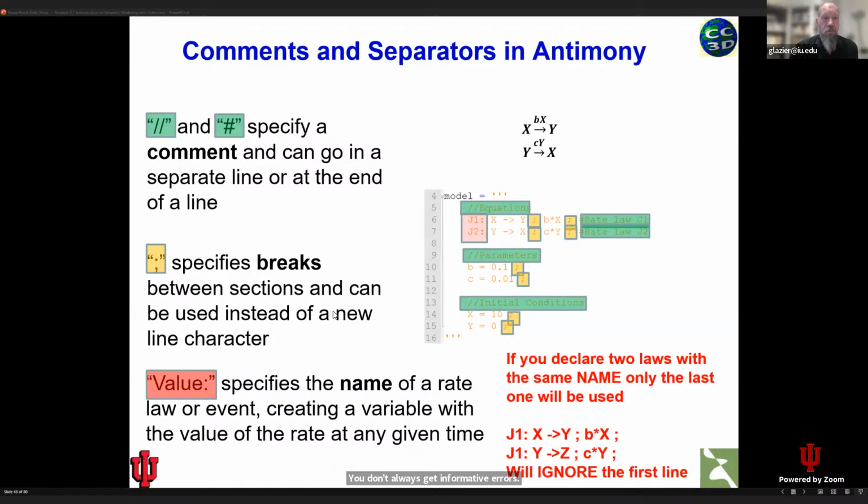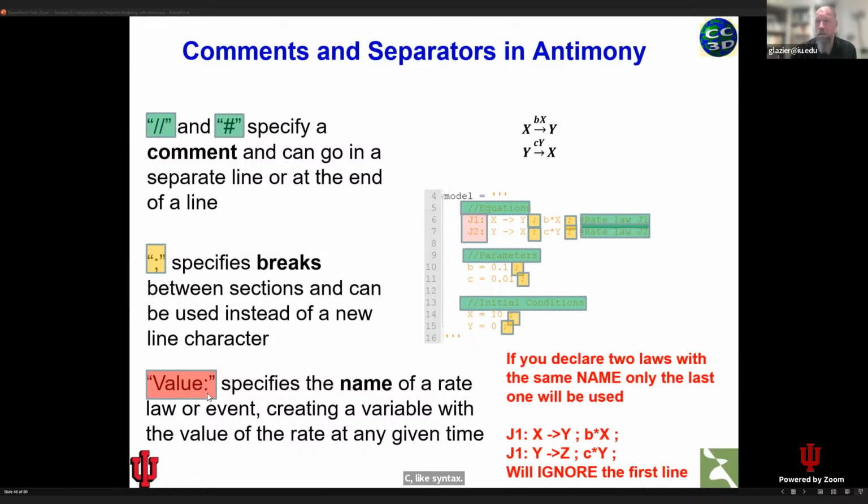Here's what you need to know for Antimony. Double slash or hash specify comments. Those can go at the end of a line or on their own lines. Semicolon specifies breaks between sections. You can tell that this language was based on C because it uses basically C-like syntax.